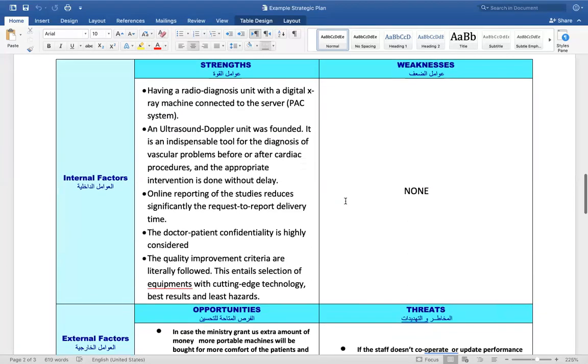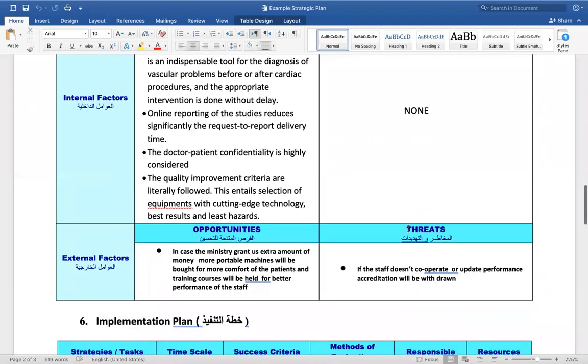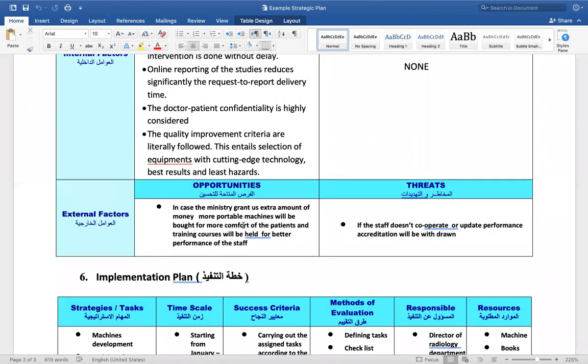So they have their strength, having a radio diagnostic unit, ultrasound unit was founded like that, and they have no weakness. I disagree with this one because you have to brainstorm with the team to put some weakness so you can challenge yourself and be prepared. Opportunities, they are hoping to have great budget from the ministry, and also they have some threats in performance of some staff.